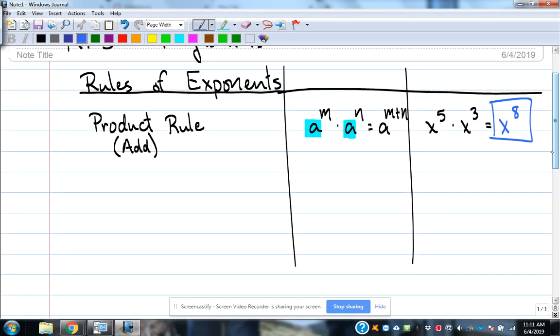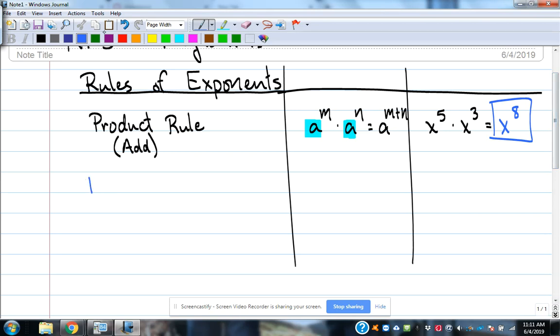It's not necessarily important that you remember the name of the rule, just how it works. Product rule, multiplication, add exponents. That's what you've got to remember. Don't focus on trying to remember what the product rule says. Just know, if it's multiplying and the bases are the same, add the exponents.